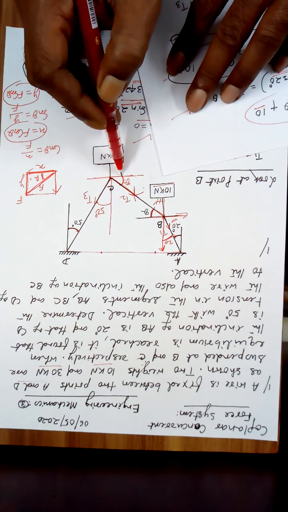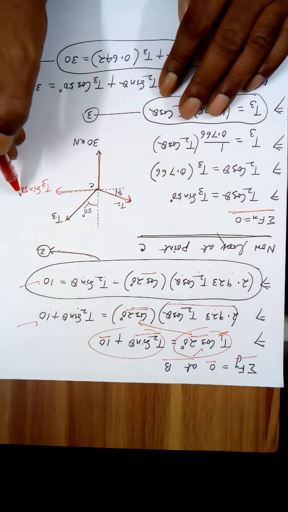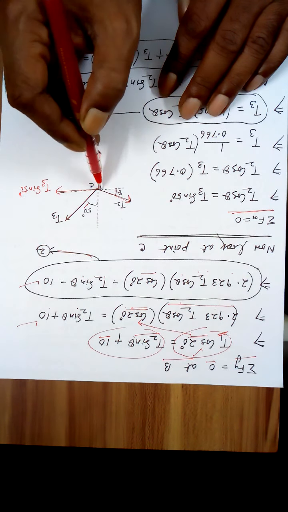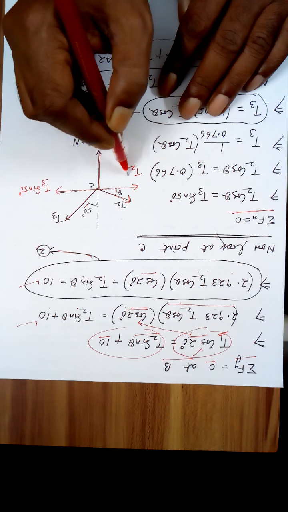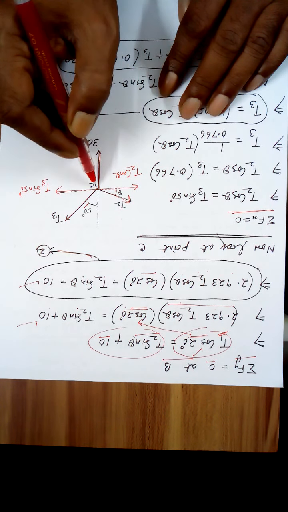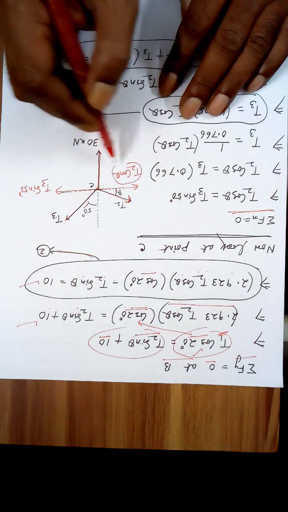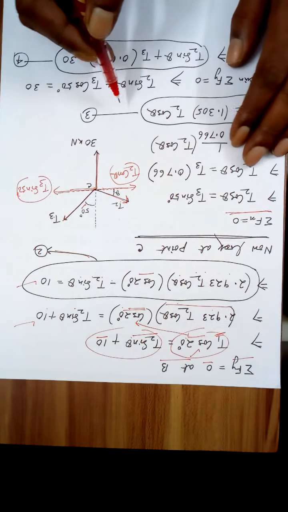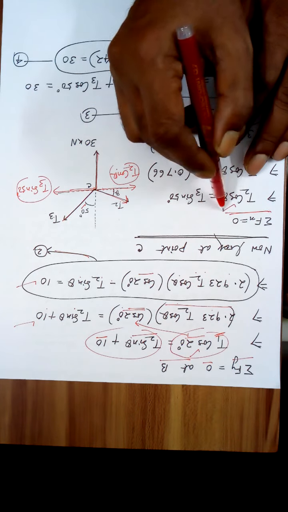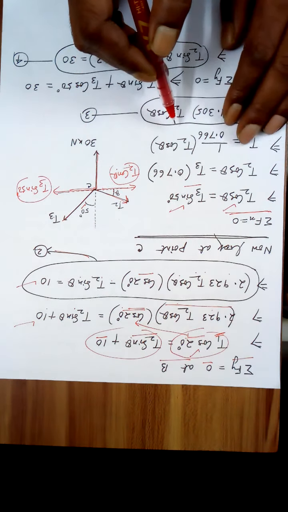The x component of T3 will be to this side, T3 sin 50. The x component of this will be to this side, T2 cos theta. Since the point C is in equilibrium, this must be equal to this, and since they are opposite, they will cancel. So T2 cos theta is equal to T3 sin 50.